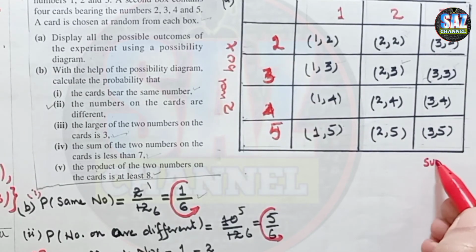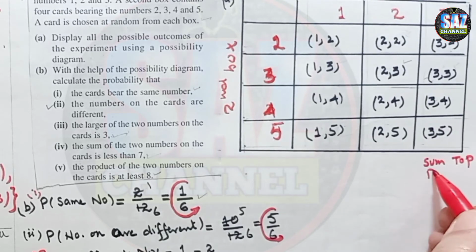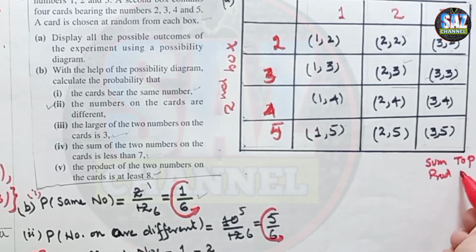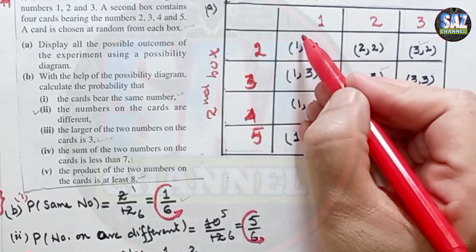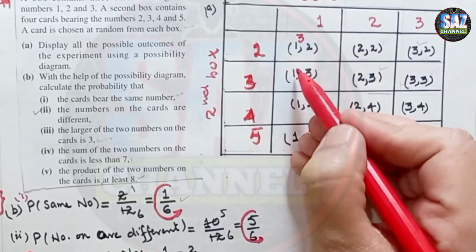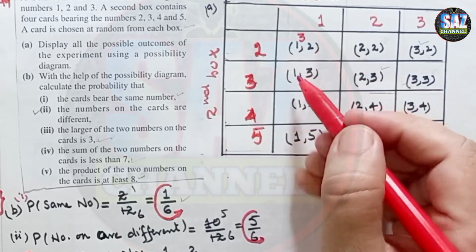The sum of the numbers is at the top, and the product is below the numbers. Now I have to find the sum. The sum of these two numbers is 3, then 4. Look what I am doing: I'm adding up these two numbers to get the sum.